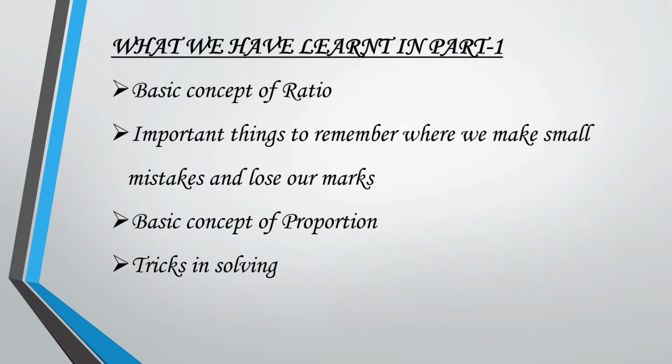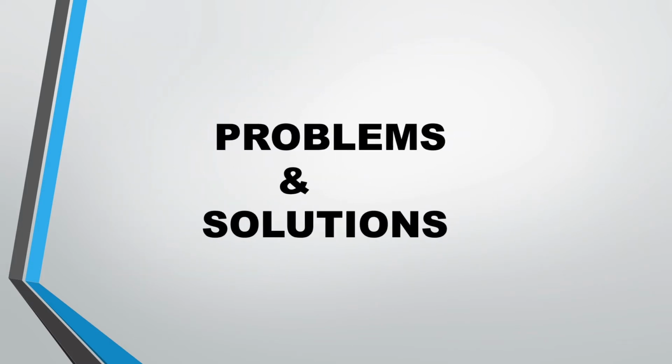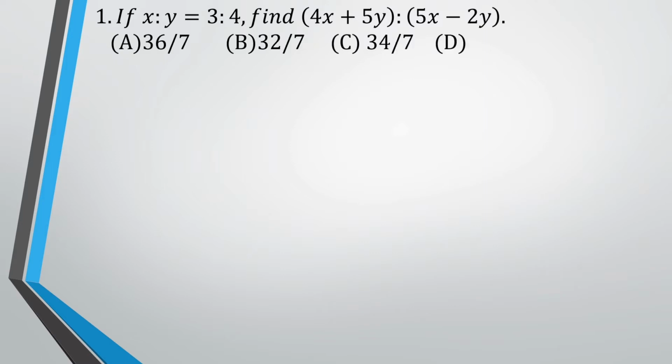So let's see some problems and solutions first and then proceed towards the other concepts. First one, if x is to y is equals to 3 is to 4, find 4x plus 5y is to 5x minus 2y. So it's very simple and the options given are A 36 by 7, B 32 by 7, C 34 by 7 and D 52 by 7.